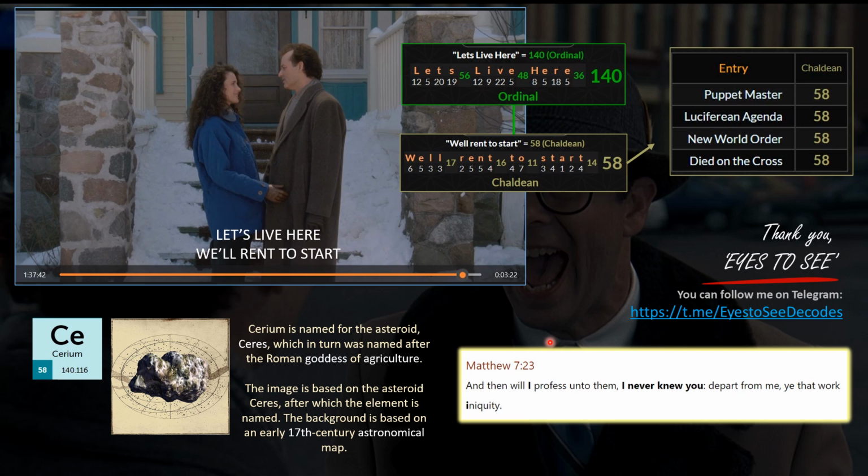58 in Chaldean matches Puppet Master, Luciferian Agenda, New World Order, and Died on a Cross. And 140 is the element cerium in the periodic table, also with a 58th element. So we have "let's live here" 140 matching the atomic weight of cerium, and "we'll rent to start" matching the number of protons cerium has, 58. And cerium is named for the asteroid Ceres, which in turn was named after the Roman goddess of agriculture, of the harvest.